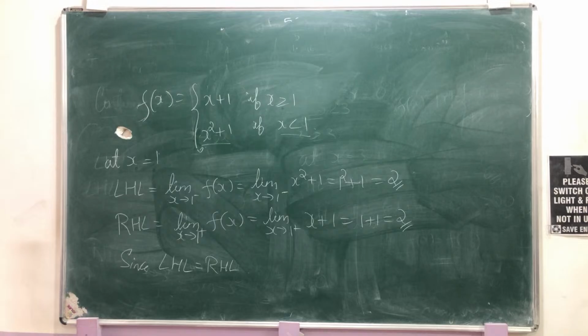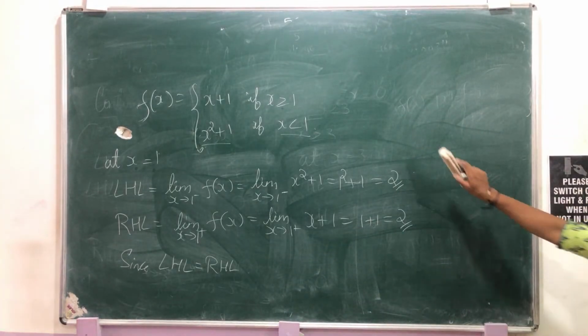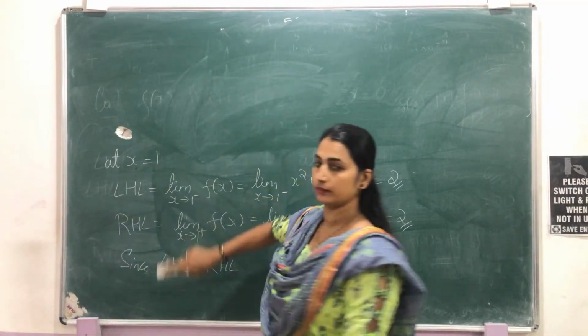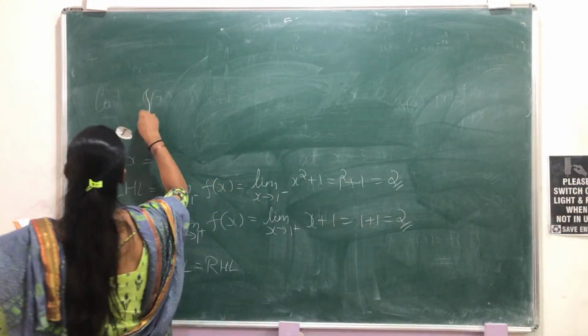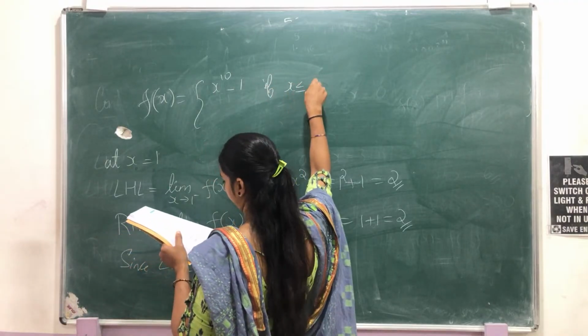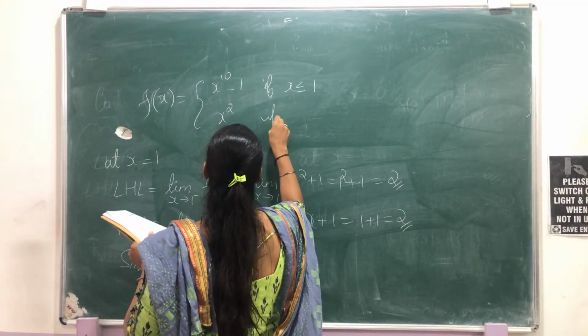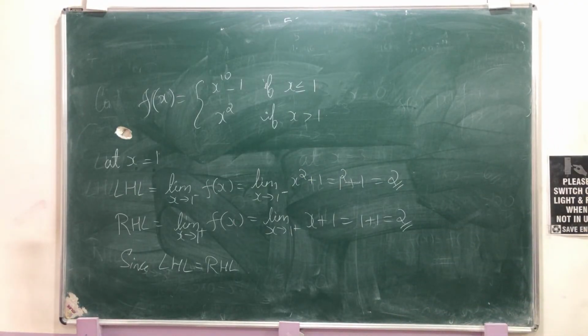Next question. f of x equal to x to the power 10 minus 1 if x is less than or equal to 1, and x square if x is greater than 1. Check this and tell me, is it continuous or not?